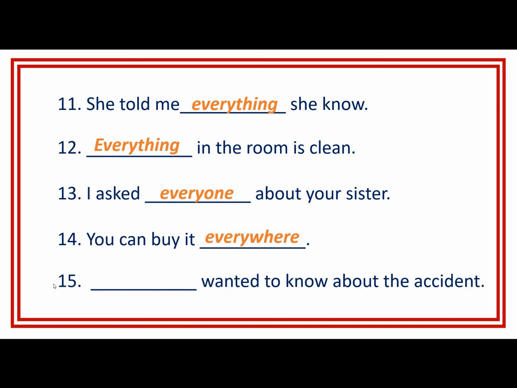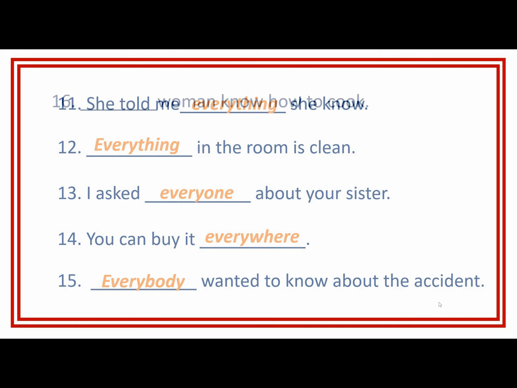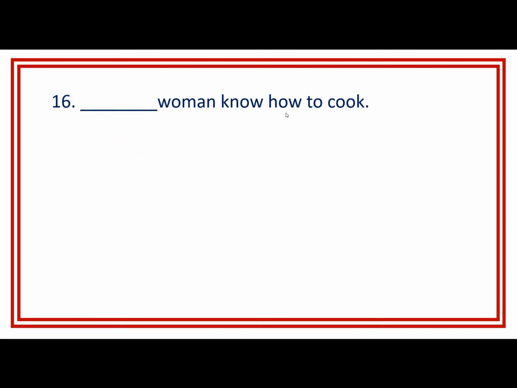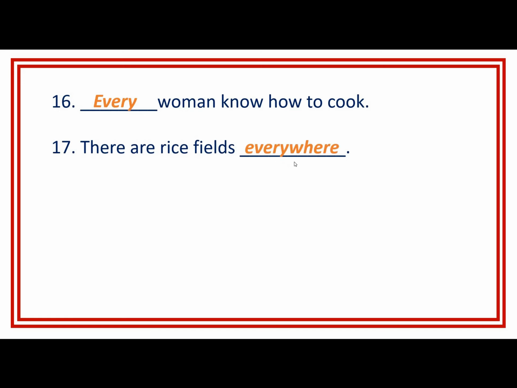Number 15. Blank wanted to know about the accident. Answer is, everybody wanted to know about the accident. Number 16. Blank woman know how to cook. Answer is, every woman know how to cook. Number 17. There are rice fields blank. Answer is, there are rice fields everywhere.